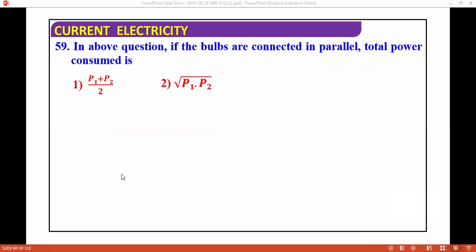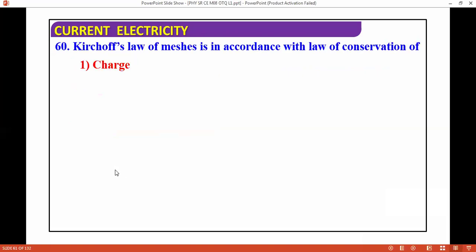Moving to the next question. About the first one, it's the same question I already explained to you. Next, Kirchhoff's law of masses, in accordance with the law. Please answer this question.